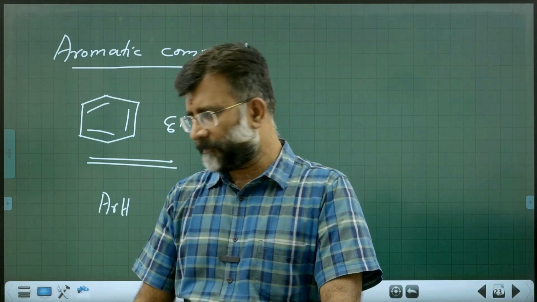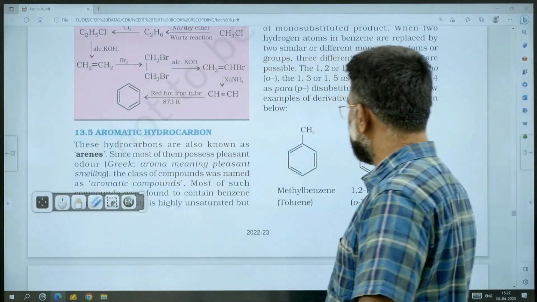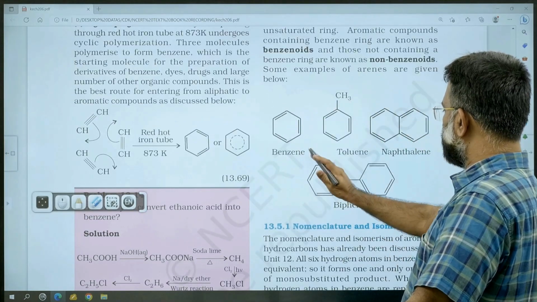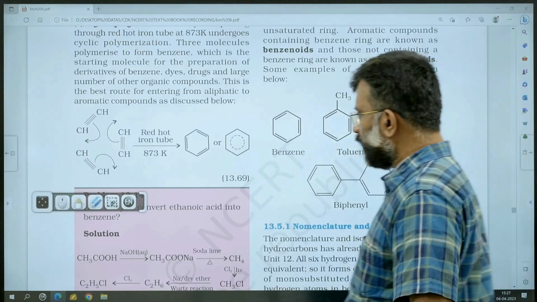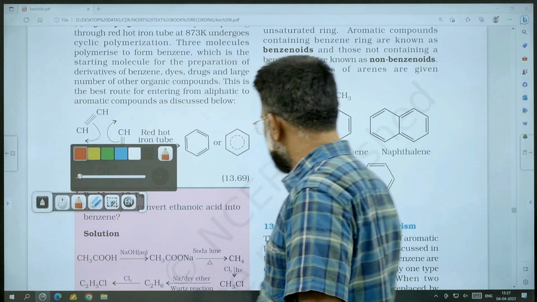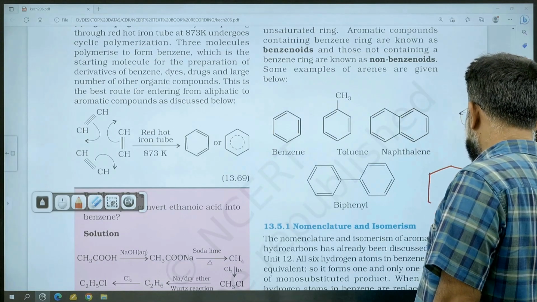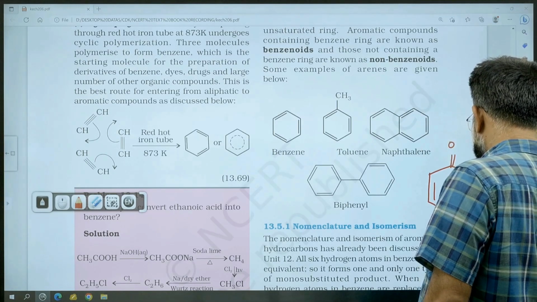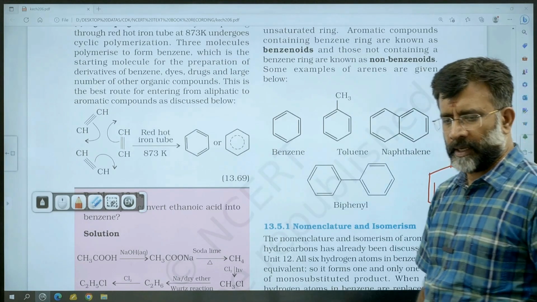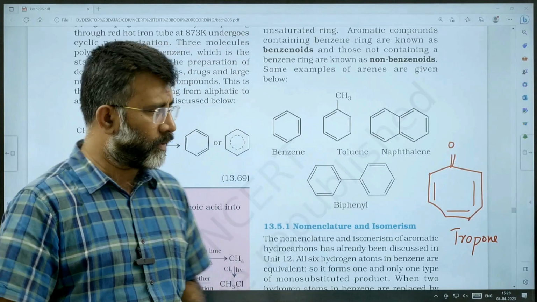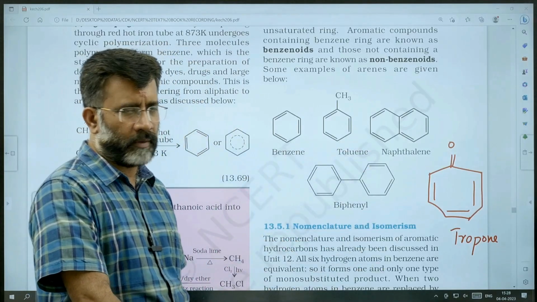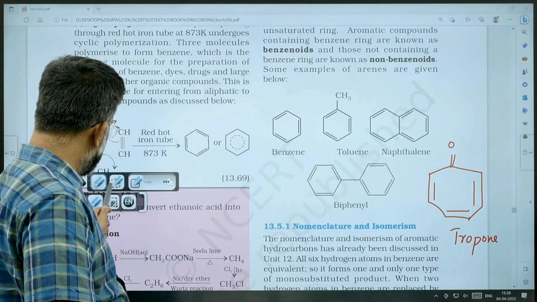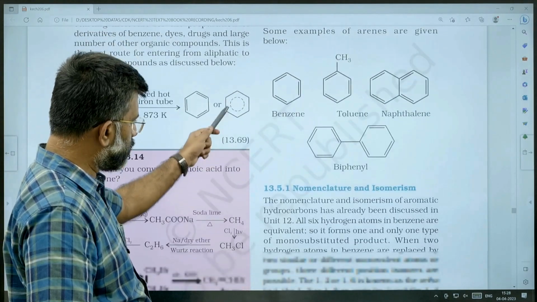C6H6, benzene. You need to review the structural details of benzene. Now, benzenoid and non-benzenoid compounds. These are all benzenoid compounds: benzene, toluene, naphthalene, biphenyl, all of you know. While tropolone is an example of a non-benzenoid compound. Tropone, tropolone, this is tropone. Tropone is aromatic in nature, but it is a non-benzenoid aromatic compound. While all these are benzenoid aromatic compounds, tropone is a non-benzenoid aromatic compound. Okay.